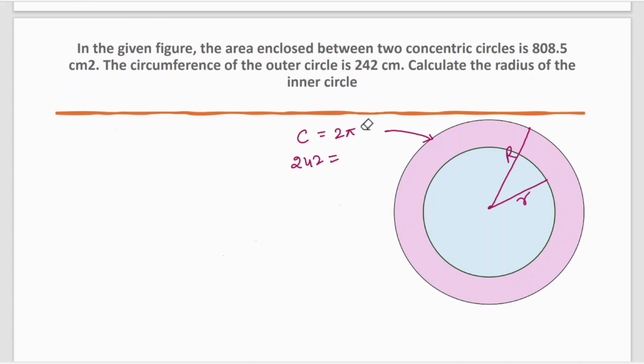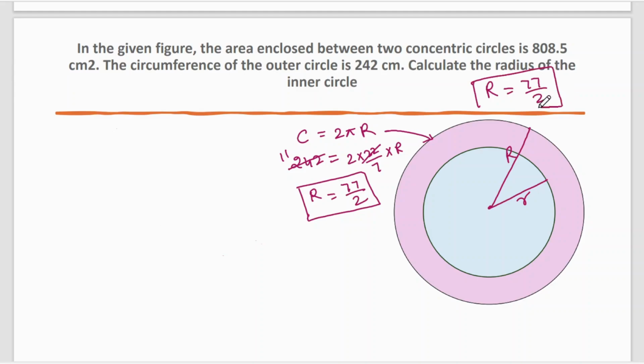Just write here capital R because the radius of the outer circle is capital R. So 2 into 22 by 7 into R. Okay, so you will get cancel it out 11 times. So your R is equal to 77 by 2. Just keep it like this only. So we'll use the value of R, 77 by 2, now to find the other solution of this question.